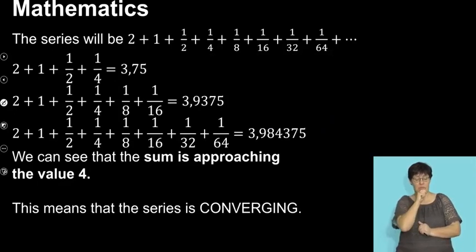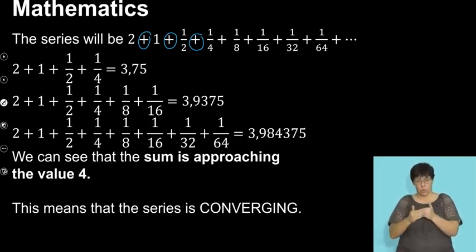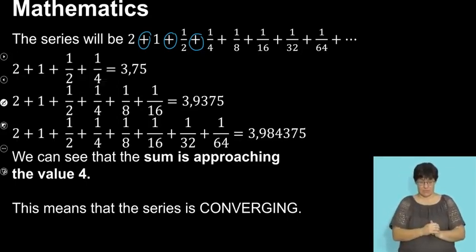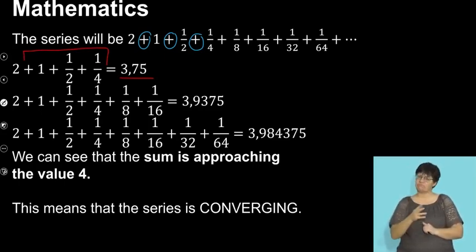Using this same example, we know that the series is when I add the values of a sequence together. So the series will be 2 plus 1 plus a half plus a quarter going on. Just a reminder, in a series that is convergent, the terms themselves get closer and closer to 0, but the sum approaches a certain number. So if I take the first few terms and add 2 plus 1 plus a half plus a quarter, I get 3.75. So I can see that this number is fairly close to 4.